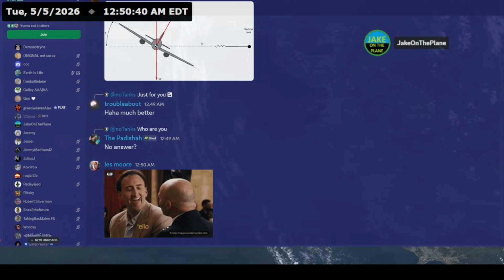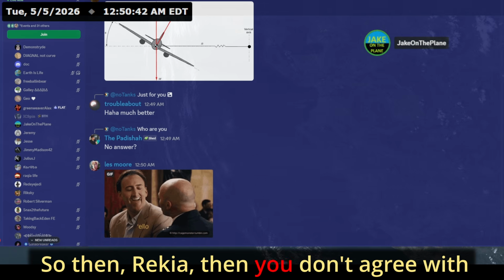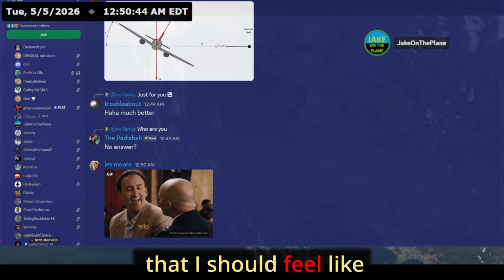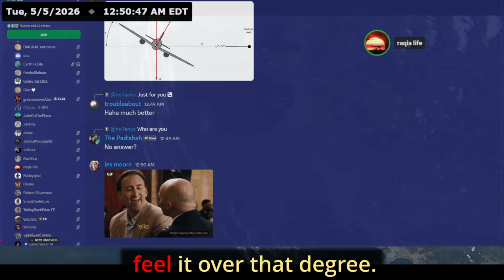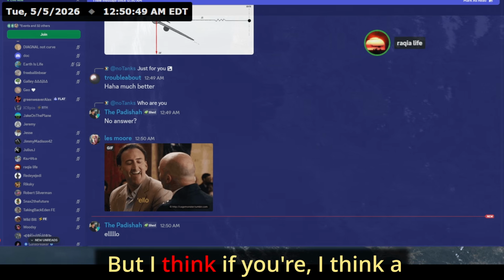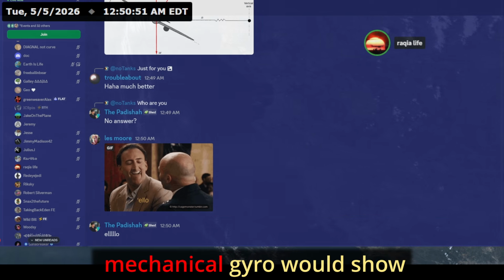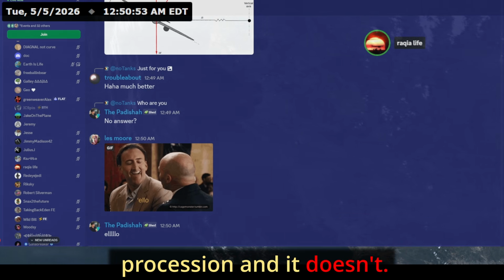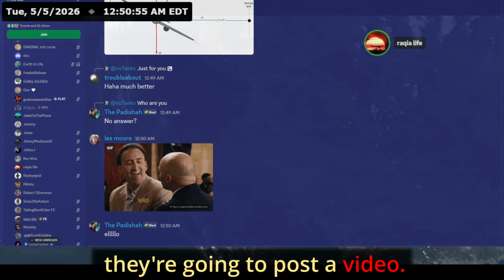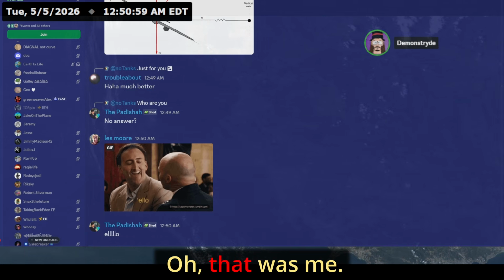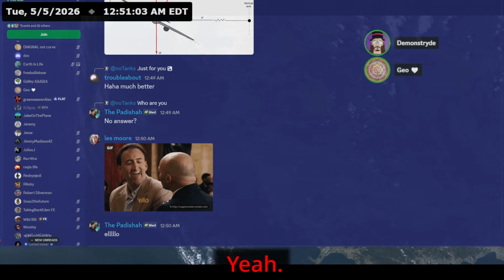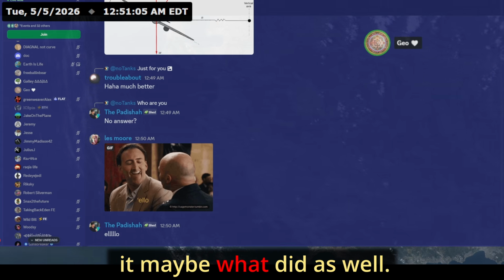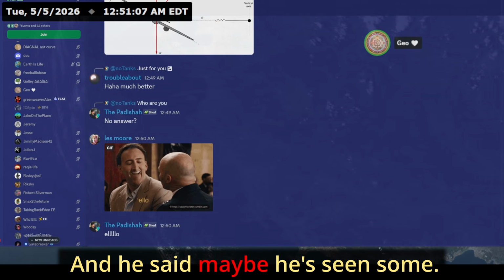It's called the graveyard spiral. Yeah. So then, Rakia, you don't agree with flat earthers when they say that I should feel like I'm moving? I don't think you would feel it to that degree, but I think a mechanical gyro would show precession, and it doesn't. Whoever said it does, and they're going to post a video, I doubt they ever do. Oh, that was me. I said it does show it. I know. Yeah. I think Bull Knight said it. Maybe he's seen some.